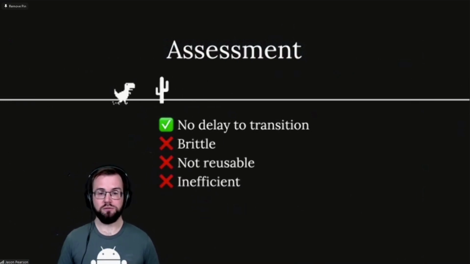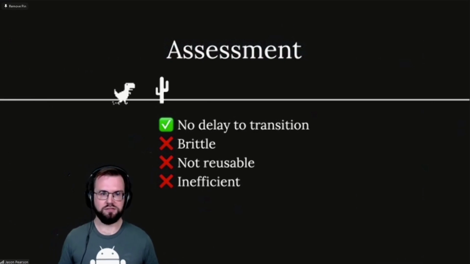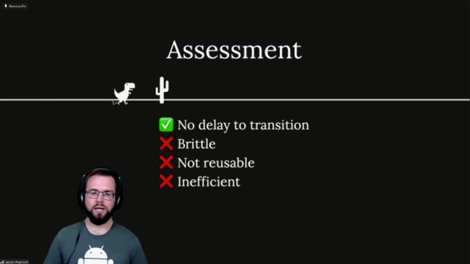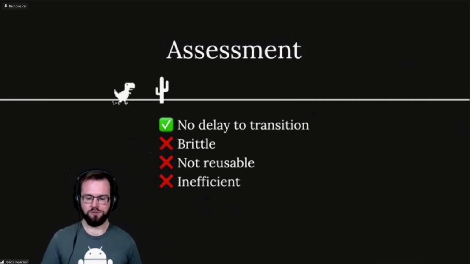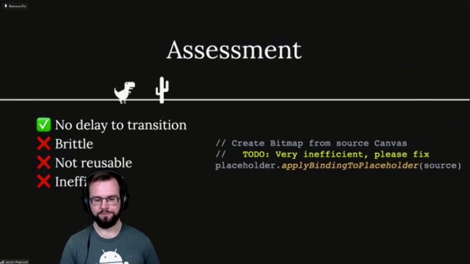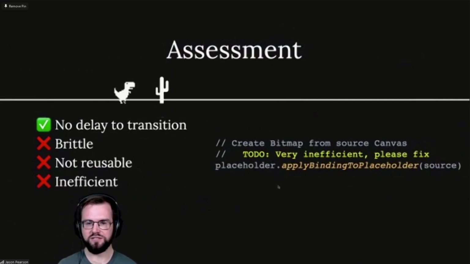This was brittle. It was not reusable. It was created by hand every single time. We had to copy each attribute or copy a bitmap over, and that's the inefficient part. This little to-do was sitting there for a very long time. Very, very inefficient. Please fix. Thanks, past self.